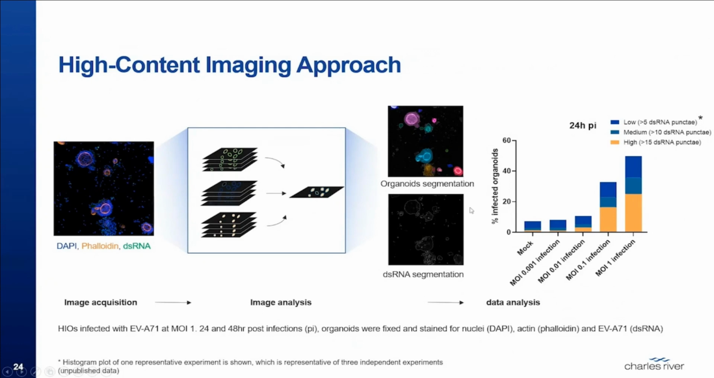And then if you put together all this information, this is some of the data that you can extract. You can look at the percentage of infected organoids within one well, within the same experiment, or across different experiments. And what you can see here is that as you increase the amount of virus added to the organoids, as you would assume, the percentage of infected organoids increases. But what really increases is the number of highly infected organoids, here shown in yellow, which are organoids that have more than 15 of these puncta staining for double-stranded RNA.